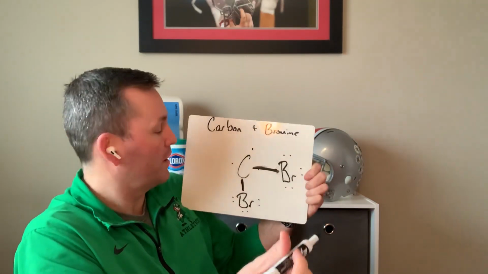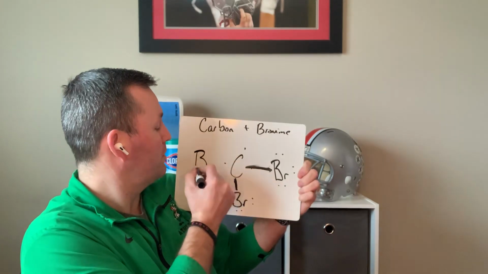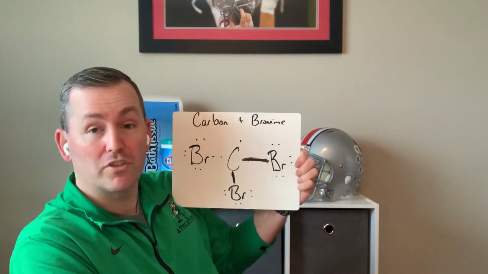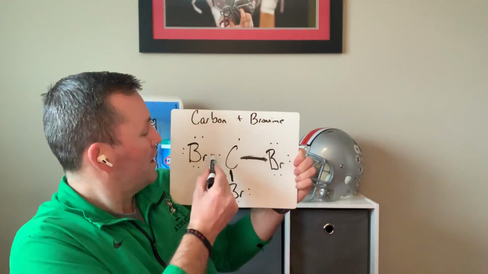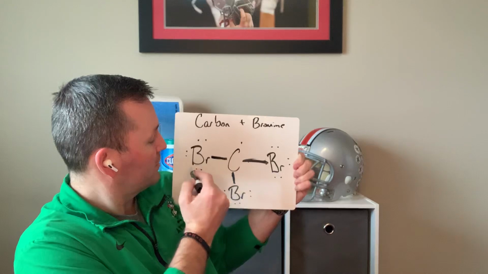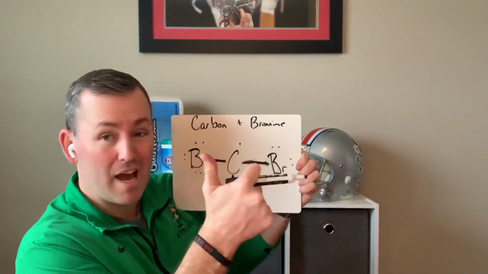It wants to get to 8 according to the octet rule, so I add another bromine over here. I do the same thing with my 7 valence electrons. I draw those in. I show that bond right there. Now I have 1, 2, 3, 4, 5, 6, 7, 8 for bromine. It's happy. It's good to go.